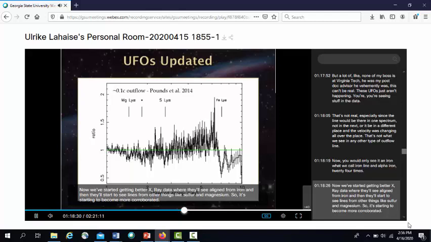Now we've started getting better X-ray data where they'll see a line from iron and then they'll start to see lines from other things like sulfur and magnesium. So it's starting to become more corroborated.